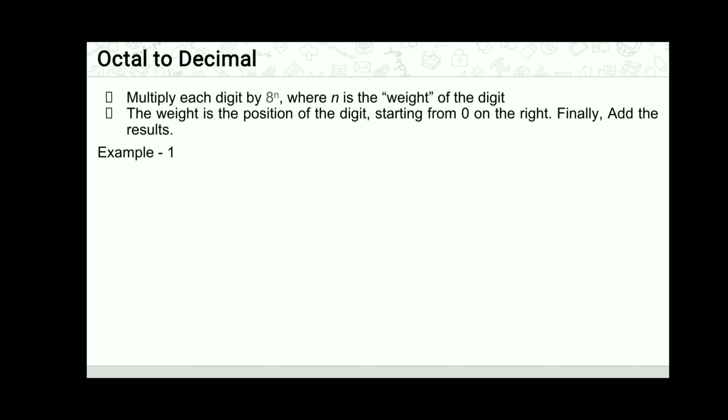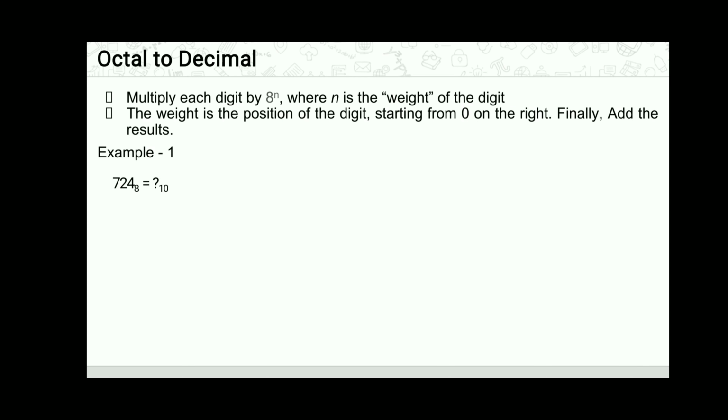The trick to remember for this type of conversion is to multiply each digit by 8 raised to n, where n is the weight of the digit, or you can also say n is the power of 8. The weight is the position of the digit, starting from 0 on the right, and finally add the results. So here we will go through an example.